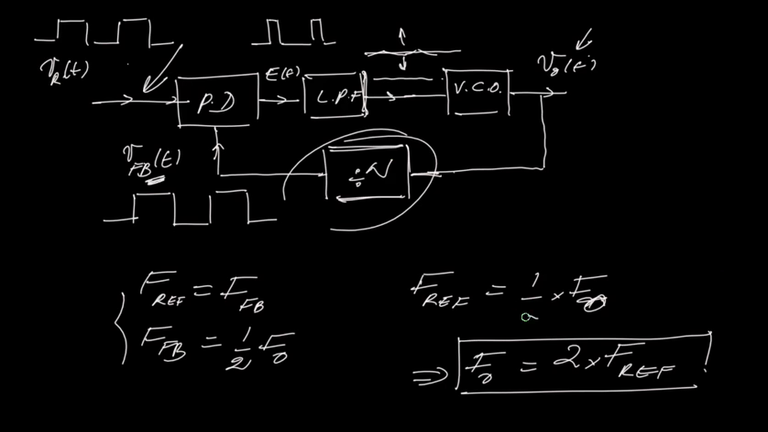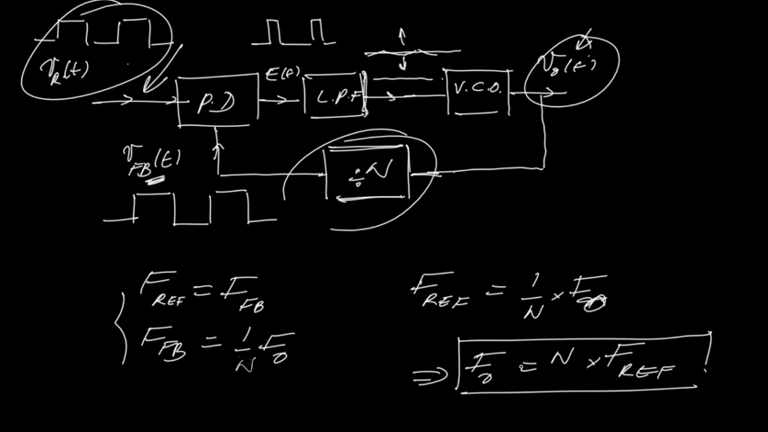I'm just going to delete all of these things. So this is 1 over N. This is 1 over N. So what this tells me is that if I feed here a square waveform, I also get here a square waveform, and the relationship between the frequency of this square waveform and the frequency of this square waveform is that this frequency is N times that frequency.